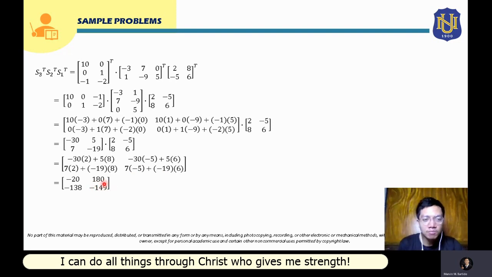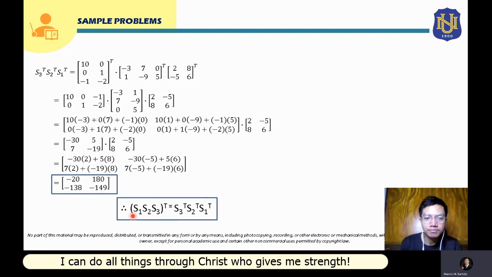So from here, this will be S3 transpose times S2 transpose times S1 transpose. So this is actually equal to the (S1 S2 S3) transpose that we have solved from the previous slide. So therefore, the quantity S1 times S2 times S3, transpose, is equal to S3 transpose times S2 transpose times S1 transpose. So we have proved that property here in this problem.